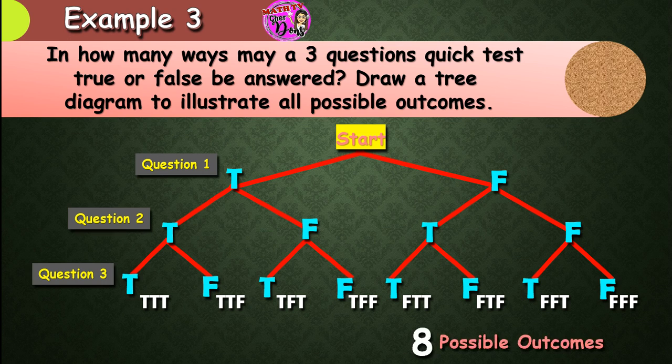Now, here's a little shortcut for finding the total number of possible outcomes without using a tree diagram. How many events do we have? We have 3 because we have 3 questions. Using the fundamental principle of counting, for question number 1, we have 2 choices. Second event, question number 2, we have 2 choices too, true or false. Same goes with question number 3, we have 2 choices. After that, you just simply multiply: 2 times 2 is 4, times 2 is equal to 8. We have the same answer.